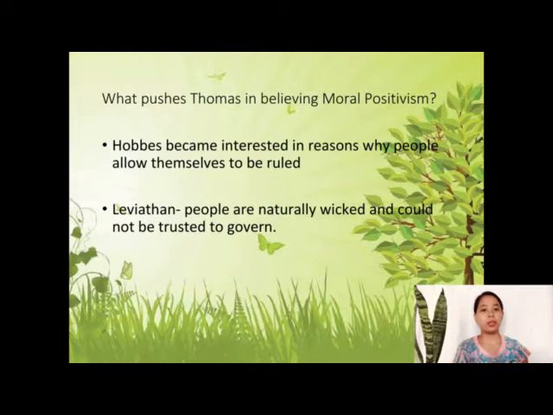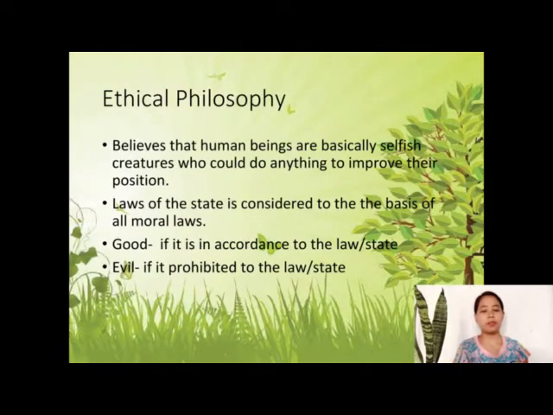He even wrote a book entitled Leviathan, where the content of the book states that people are naturally wicked and could not be trusted to govern. Ethical philosophy of moral positivism. Thomas believes that human beings are basically selfish creatures who would do anything to improve their possession. Therefore, they should not be trusted to make their own decisions because they are selfishly motivated. He also believed that every country is a constant battle of war and power.